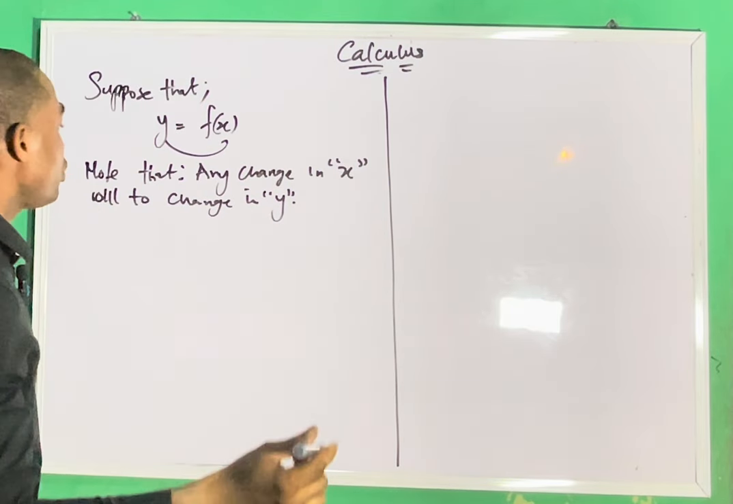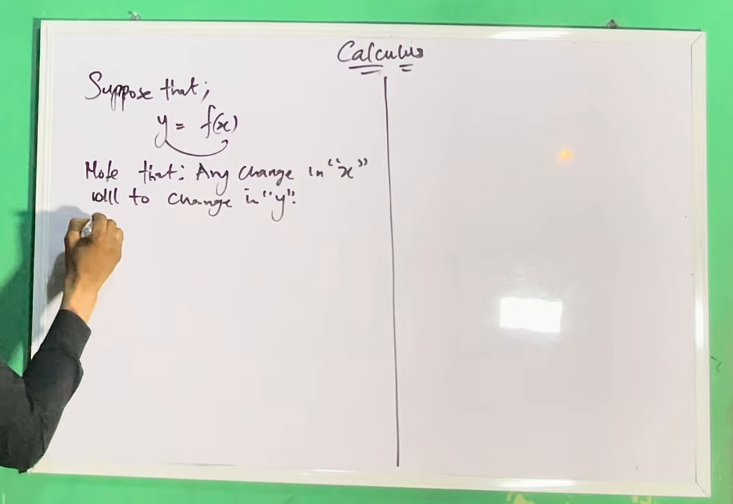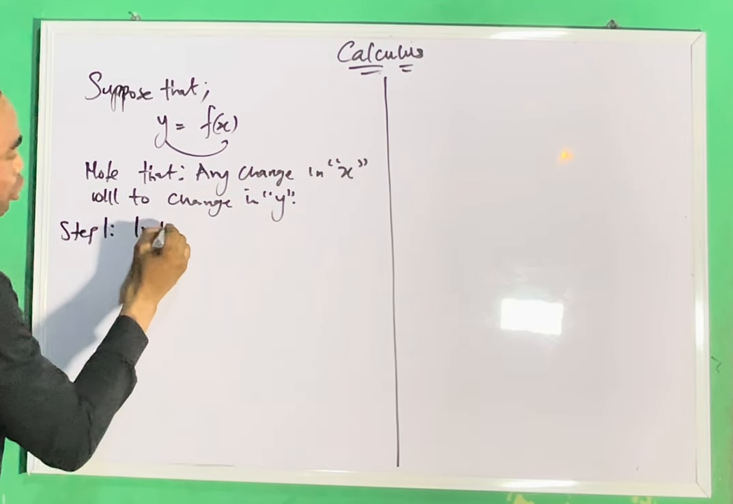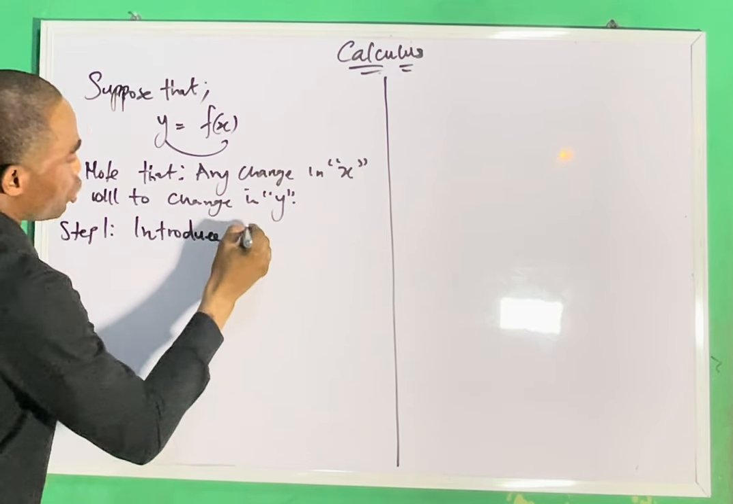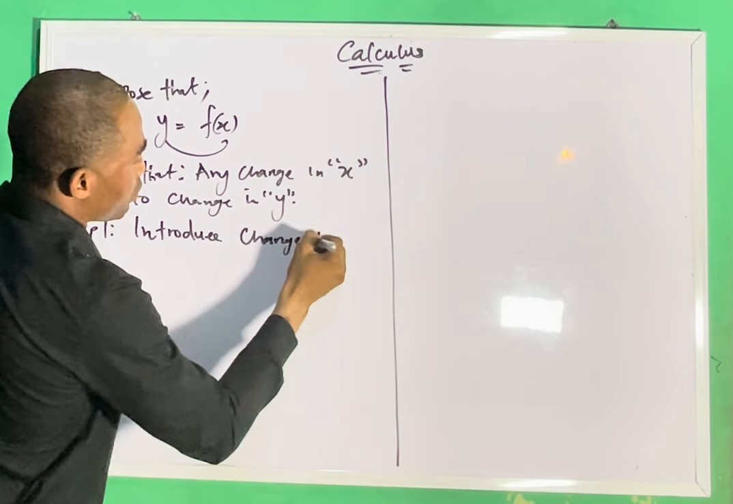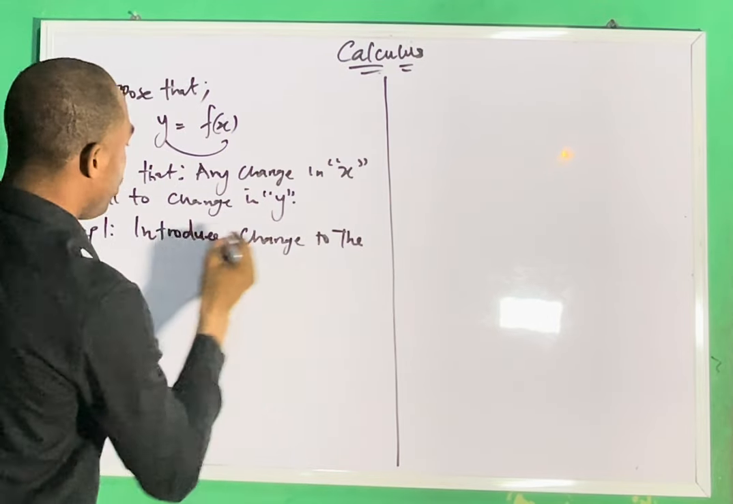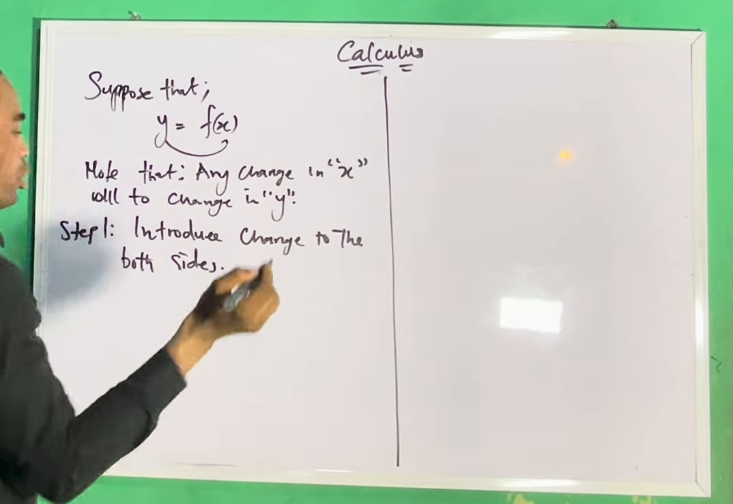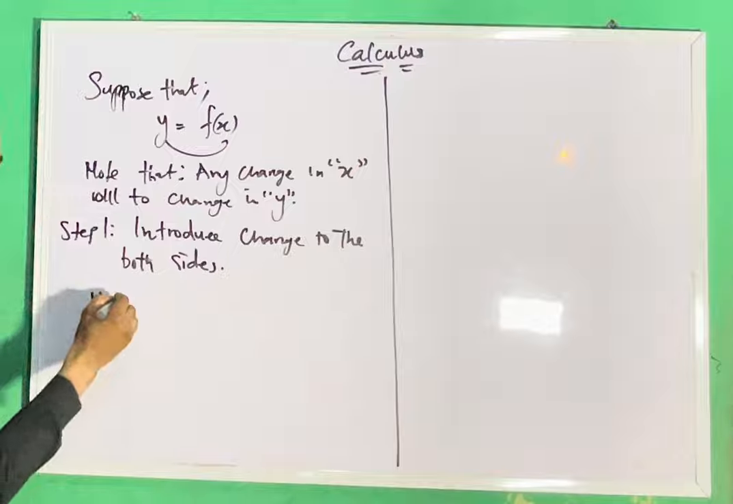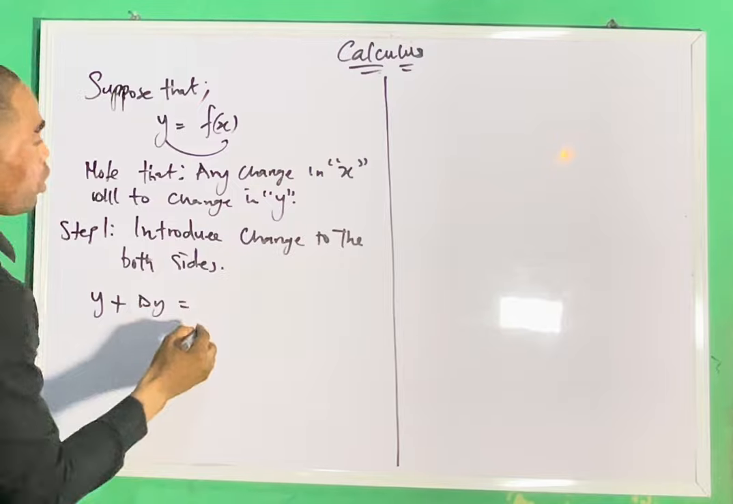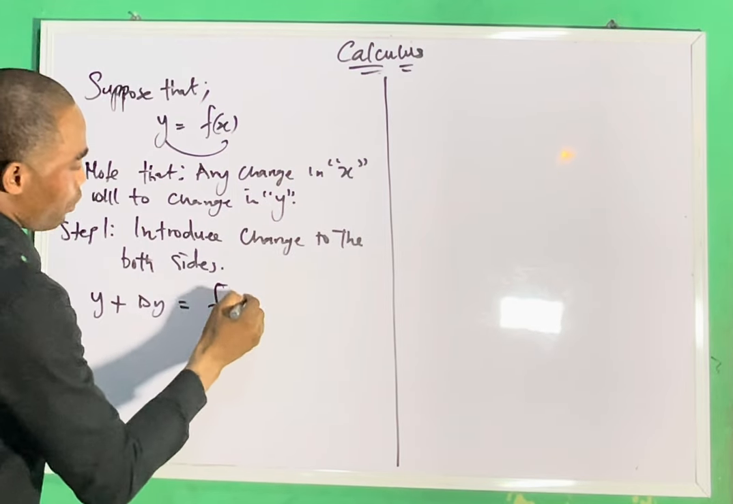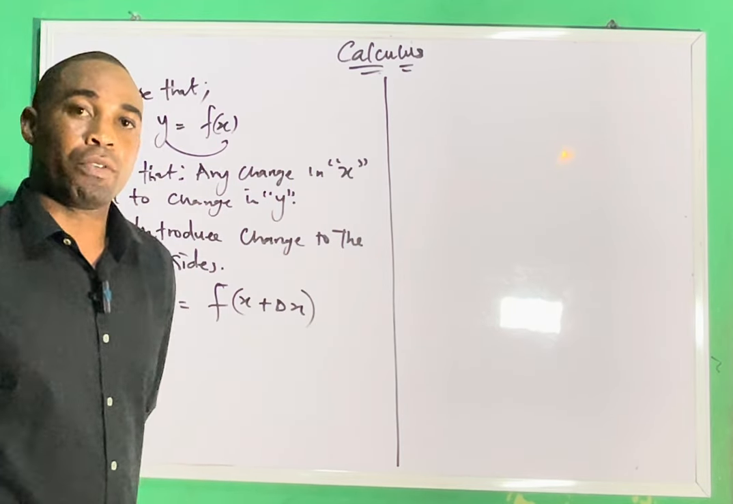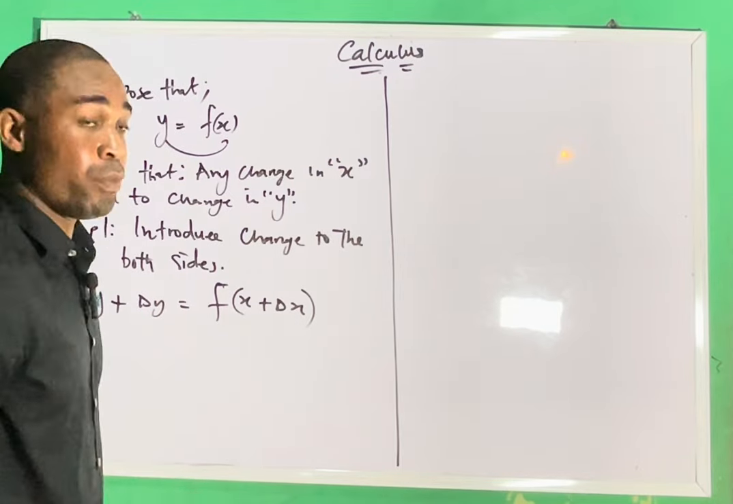So the first step you need to do is introduce change to both sides. Step 1, introduce change to both sides. So introduce change to that. That means I have y plus change in y equals f of x plus change in x. That's the first thing when you are using first principle.